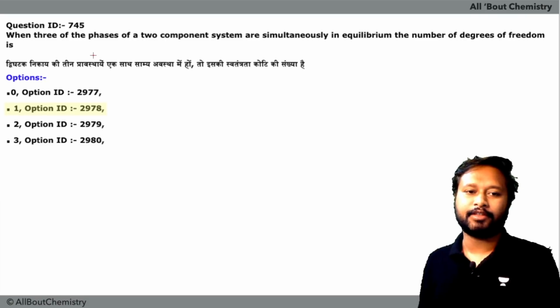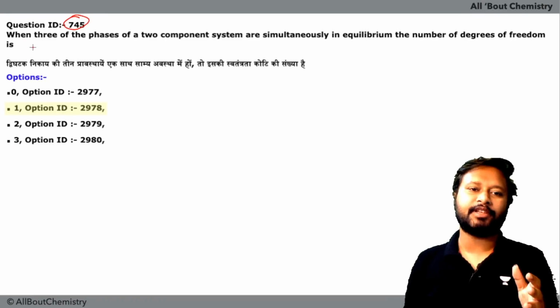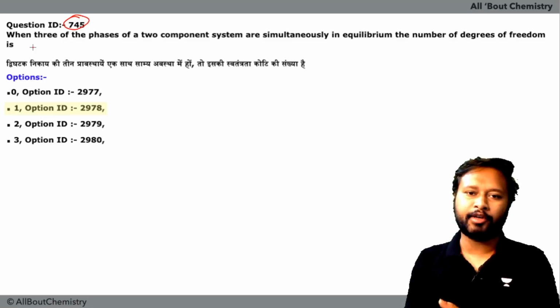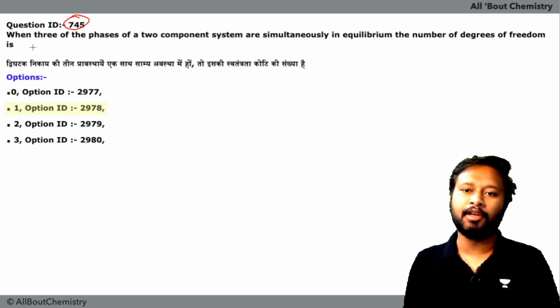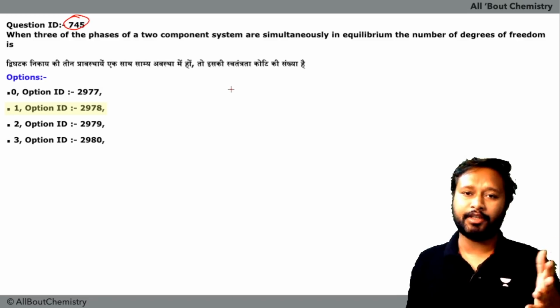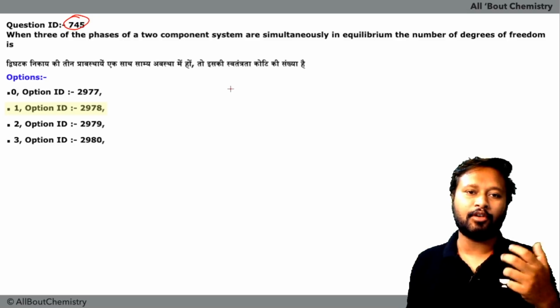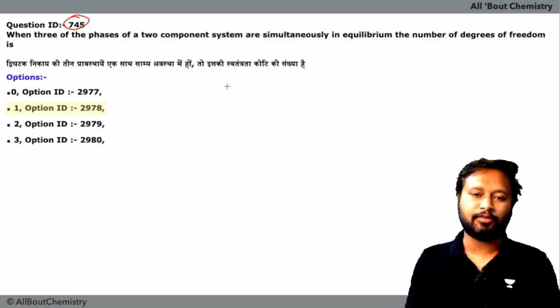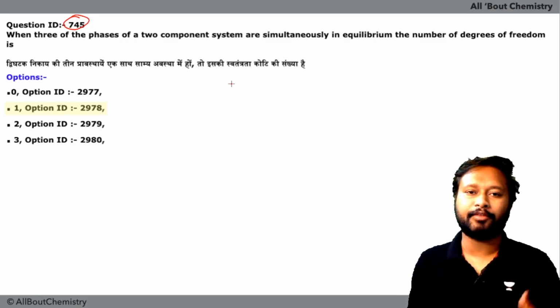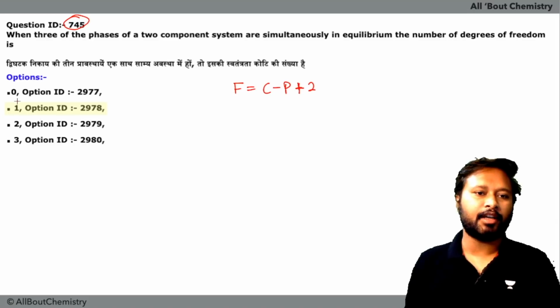This also is a correct answer. The answer is given correct in the answer key. The question says that when 3 phases of a 2 component system are simultaneously in equilibrium, the number of degrees of freedom is. So the confusion is whether we have to use the reduced phase rule or the normal phase rule. The phase rule according to Gibbs is F equals C minus P plus 2, right? And if you are using this phase rule, you are getting answer 1.